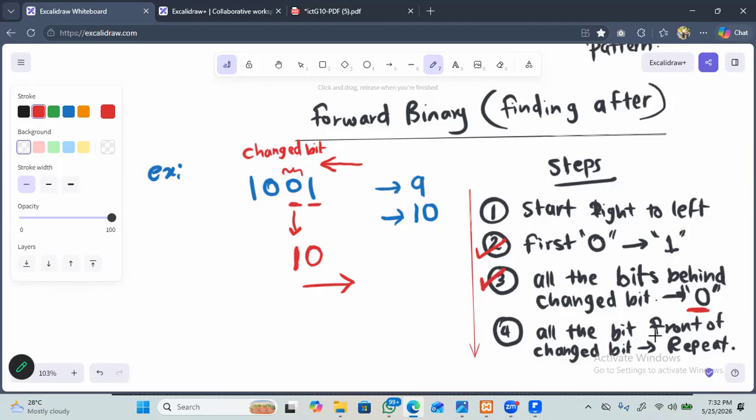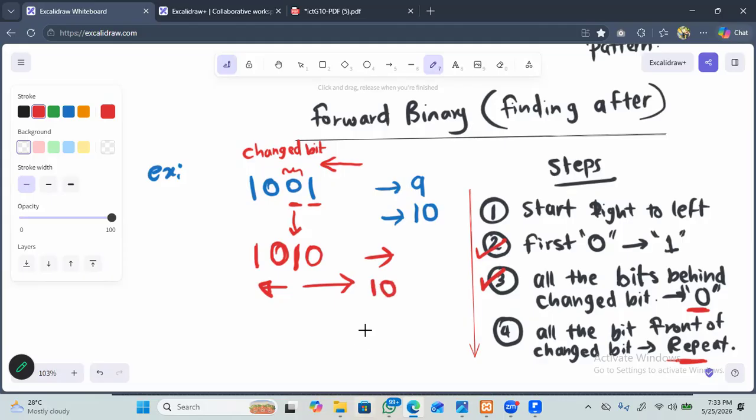Fourth one, all the bits in front of the changed bit, repeat. Front means this side. So what you should do, just repeat it. 1, 0, 1, 0. This is the binary number of number 10.